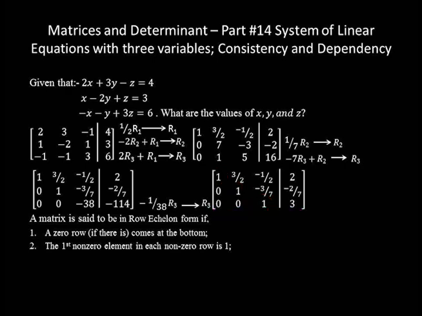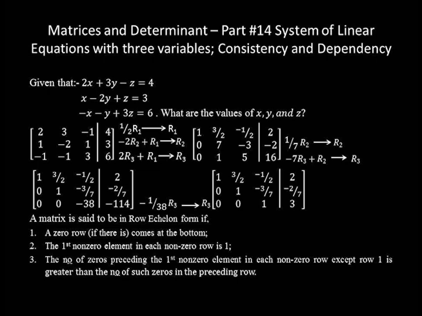The third requirement: the number of zeros preceding the first non-zero element of each non-zero row, except row 1, is greater than the number of such zeros in the preceding row. We don't have a 0 preceding the non-zero element in row 1, but we have one such 0 in row 2 and 2 zeros in row 3. This augmented matrix also fulfills the third requirement. Since this matrix fulfills all three requirements, it is in row echelon form.